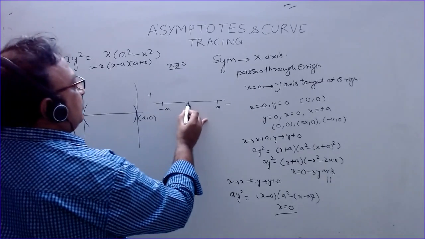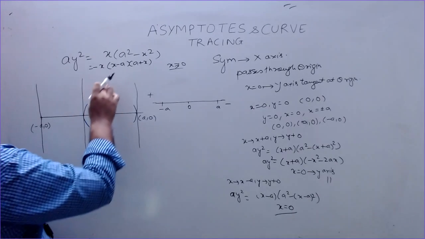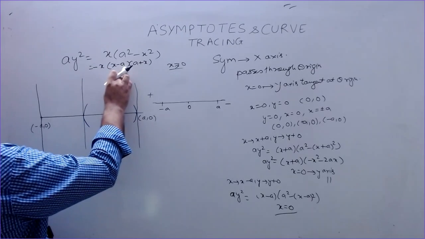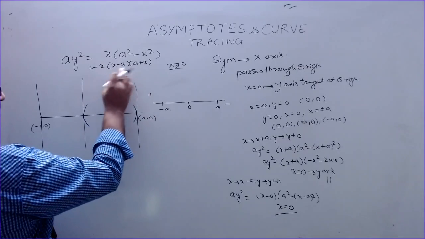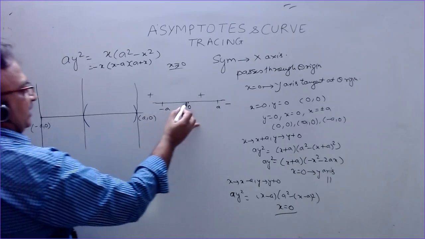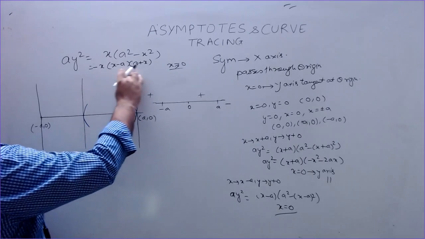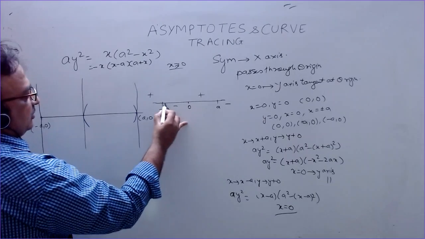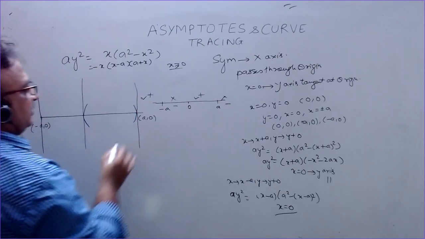So if it is between 0 and a first, suppose you take a by 2, then x is positive and x minus a is negative, plus, minus, plus, so overall minus, so minus minus plus, it is positive, which means the curve is existing here. Then between minus a and 0, if you put any value, you will find that this term is negative, so y cannot be negative, so it is not existing on this side, existing on this side.